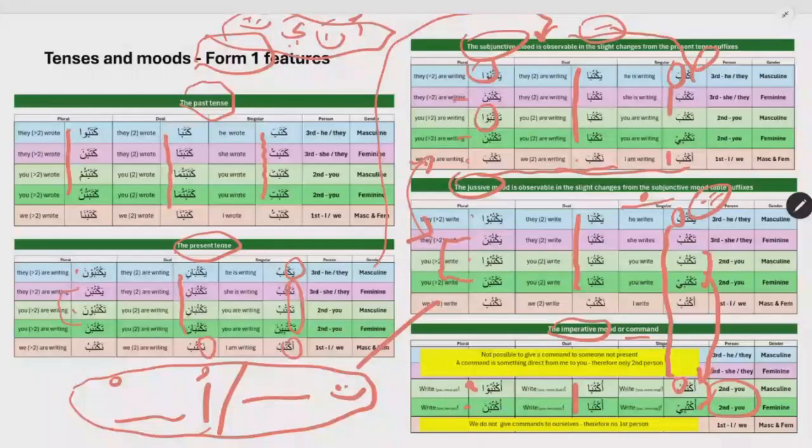Now that's the one feature you've got to look out for when you're trying to identify whether it is a form one or another form verb, because we're going to see some other vowels coming in the other forms that we're going to look at now.